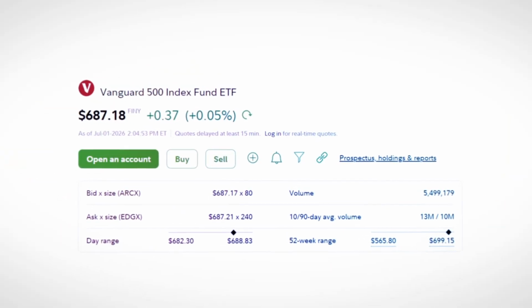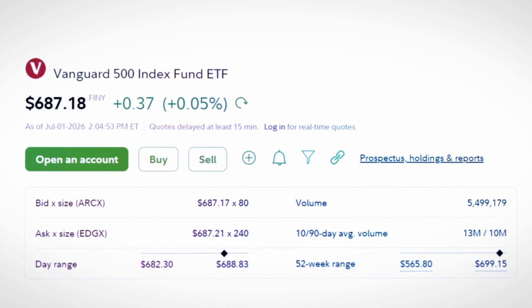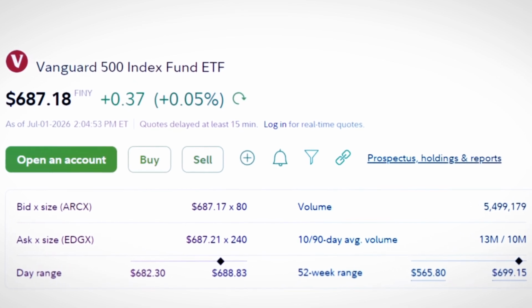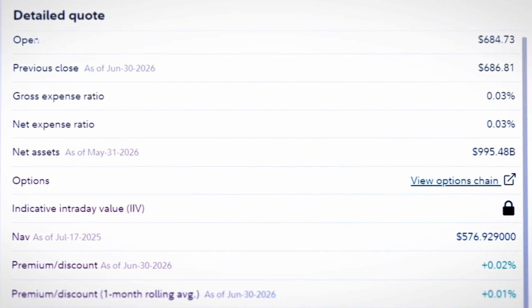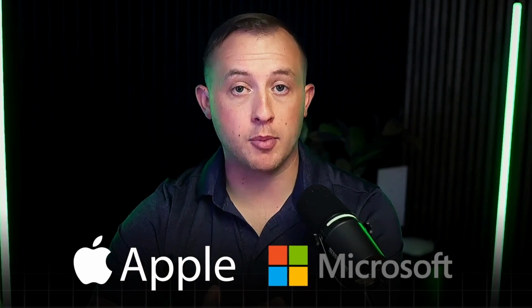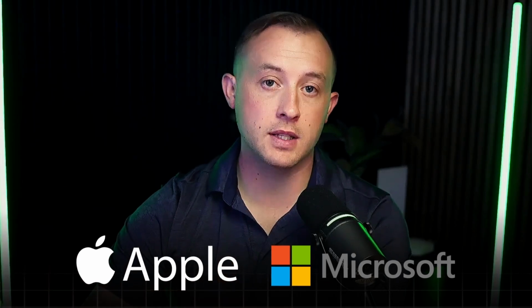Now let's start with one of the most popular options, VOO. VOO is the Vanguard S&P 500 ETF. It tracks the S&P 500 using market cap weighting. That means larger companies receive larger allocations within the fund. Apple and Microsoft have more influence than smaller companies.